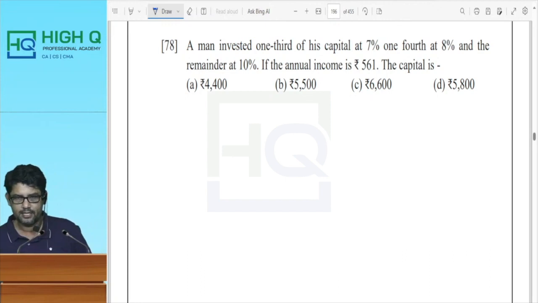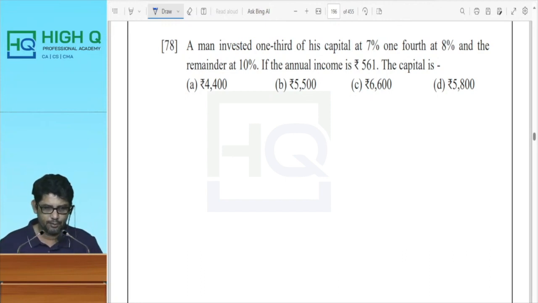Option C is given as 6,600. Ritika gave me answer 6,600. Can you please check?